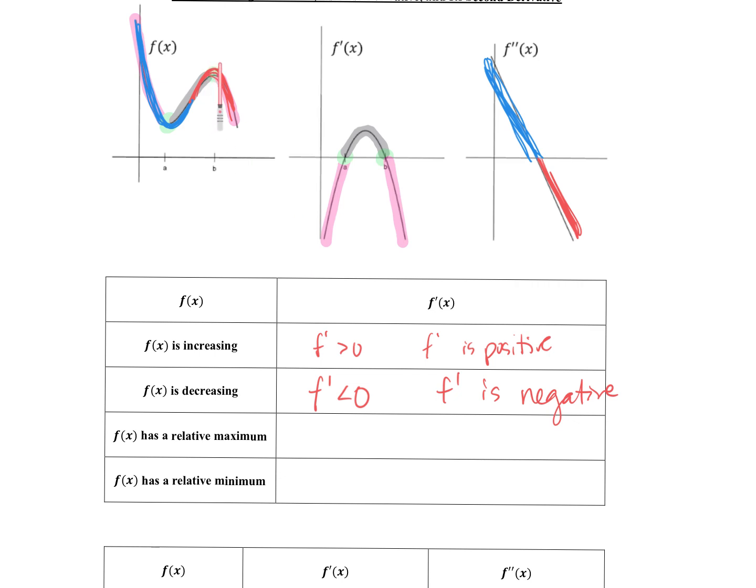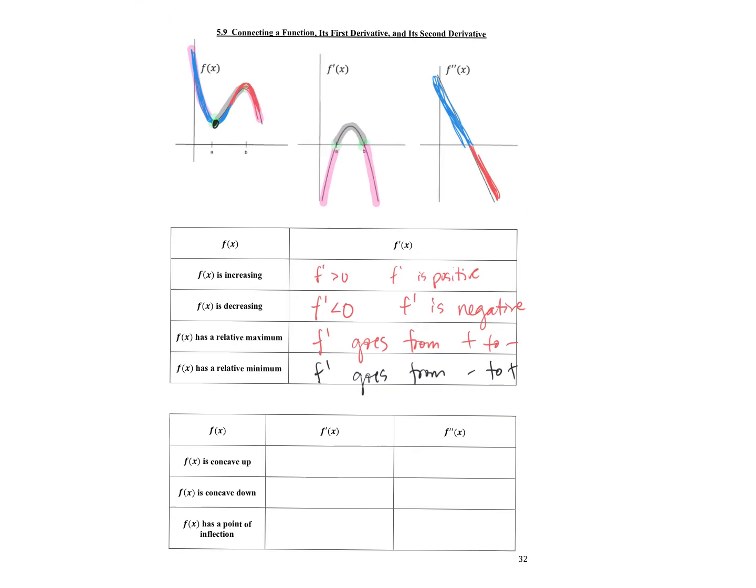If my function has a max, what? Exactly. F prime goes from positive to negative. And when we have a min, F prime goes from negative to positive. That's what they want to see.